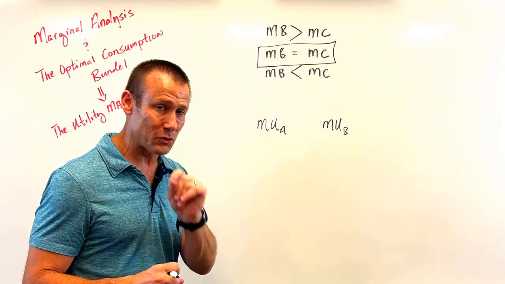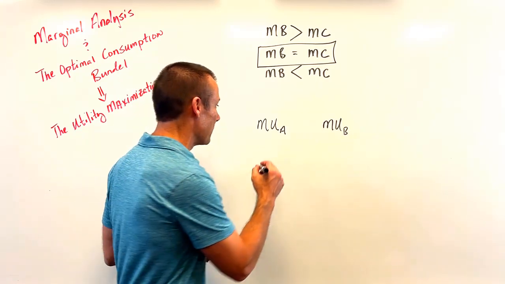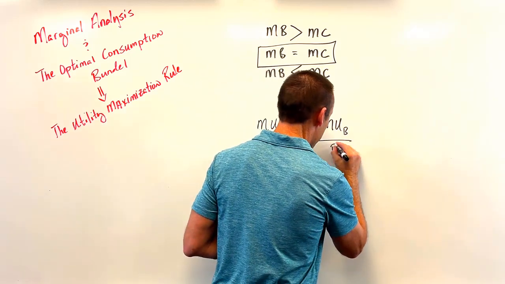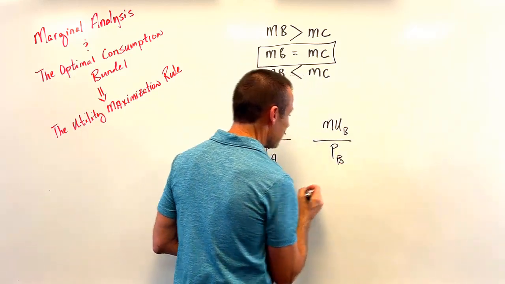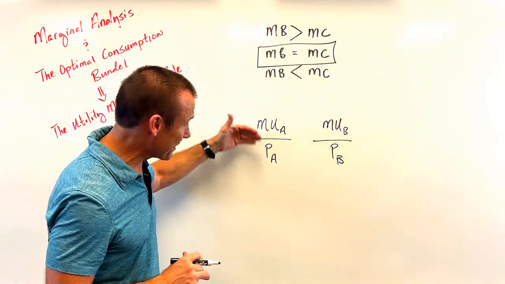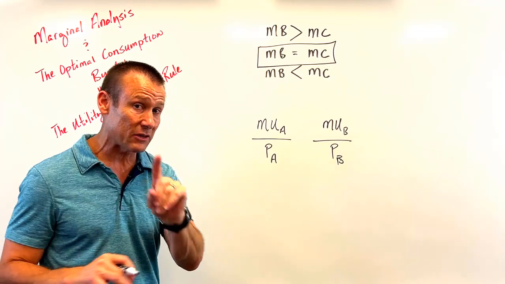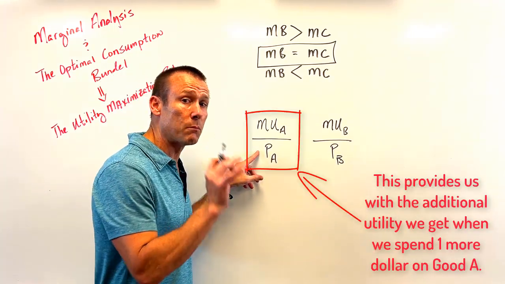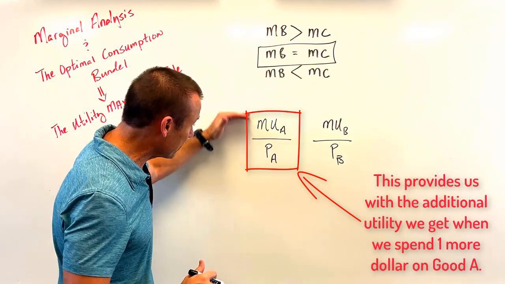Here's what we're also going to need to find that optimal consumption bundle. We're going to need the price of A and the price of B, all right? Now, when you look at this, here's what I want you to see. By dividing by price, now you have the additional utility, but not for one more of A, but by spending one more dollar on the good. That's right, that's what this is.